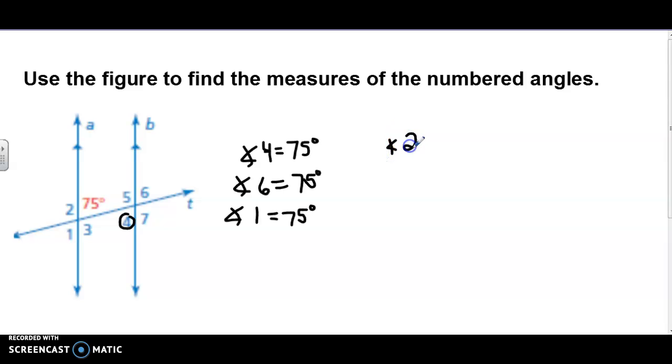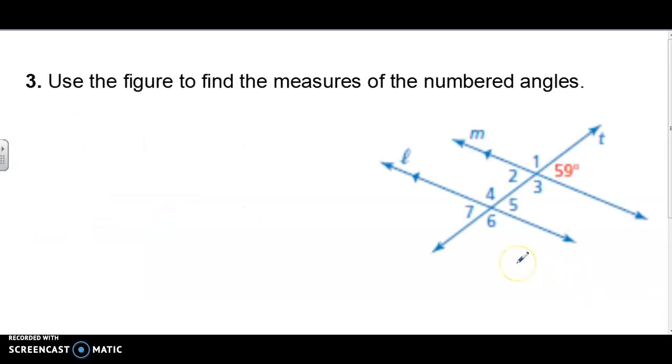So angle 2, angle 5, and angle 7 all equal what? Well, they are all supplementary to any one of these angles. So that means they add up to 180. So 75 plus what is 180? Well, that would be 105. So all 3 of these angles are 105 degrees each. Okay, so that is the measure of the numbered angles.